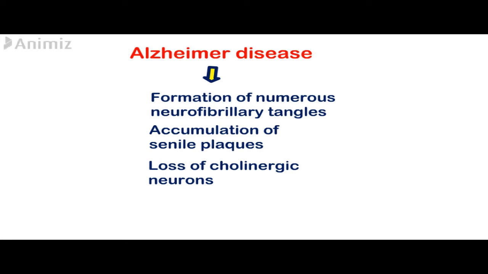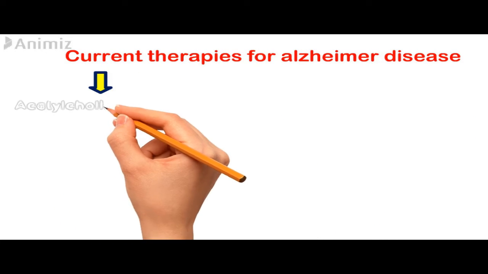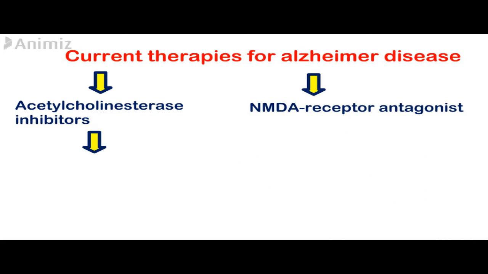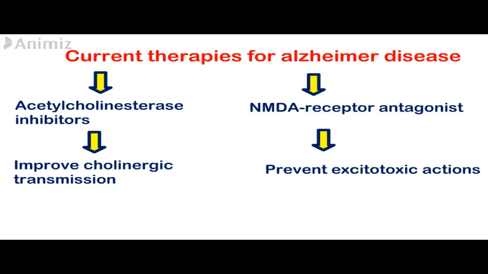It is important to know that the pharmacological intervention of Alzheimer's disease is only palliative, and it provides a modest short-term benefit. Therapies that are available for this disease are acetylcholinesterase inhibitors and the NMDA receptor antagonist, which is a glutamate receptor type. The acetylcholinesterase inhibitors are aimed to improve the cholinergic transmission in the central nervous system, while the NMDA antagonists are aimed to prevent excitotoxic actions in selected brain areas.